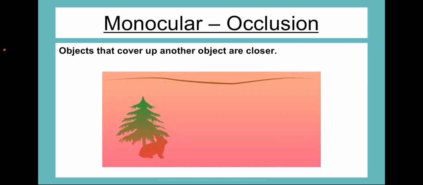Your third one is occlusion. This is a nice and easy one. This is basically when one object covers up another one. So we know that the one object that is doing the blocking must be closer because we can't see, for example, the bottom of the tree here. So the rabbit must be closer.